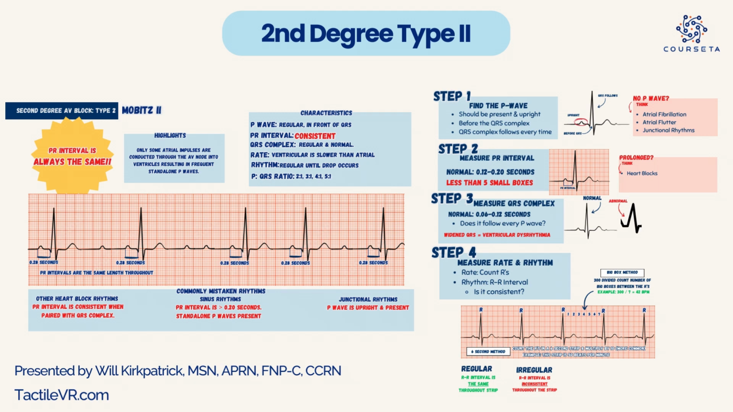We have blocks that, as you can see here, we're showing you highlighted blocks without a QRS complex. There are P waves by themselves. But look at the PR intervals throughout the entire rhythm strip. We have a consistent 0.28 seconds throughout the entire rhythm strip. That PR interval is always the same. All right, guys, so remember that. That's how you find out if it's second degree type 2.